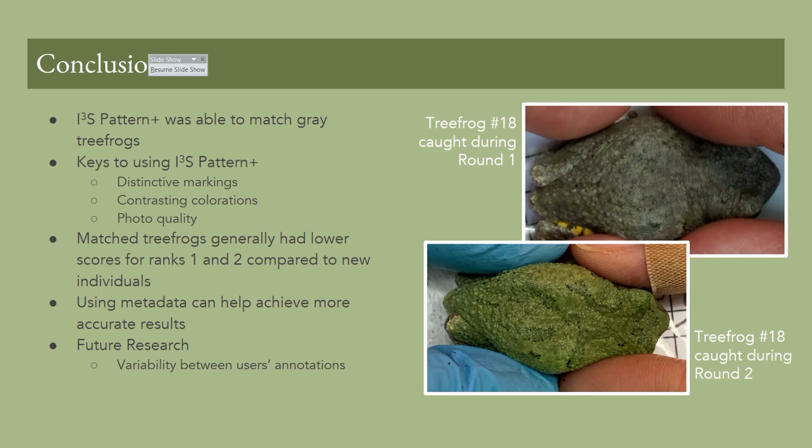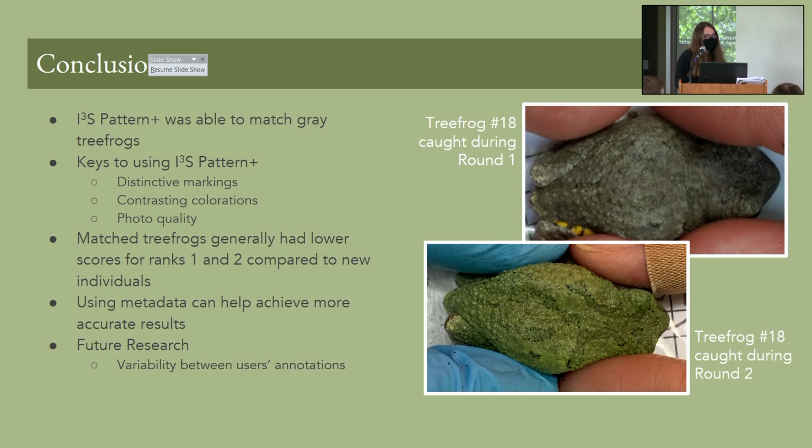A few conclusions. I3S Pattern Plus was able to successfully match Gray Treefrogs. A few keys to using I3S Pattern Plus are to make sure your species has distinctive markings, contrasting colorations, and good photo quality. If you look at the pictures, it shows you how much the backs can change. That's just one tree frog that we recaught, and it was totally brown and changed to full green. The matched tree frogs generally had lower scores for ranks 1 and 2 compared to new individuals. And using metadata can help achieve more accurate results.